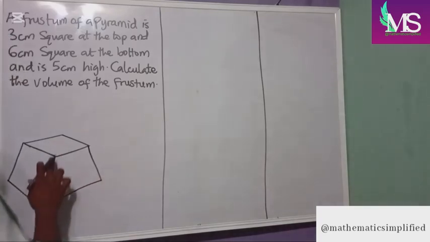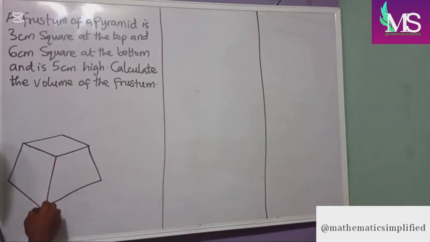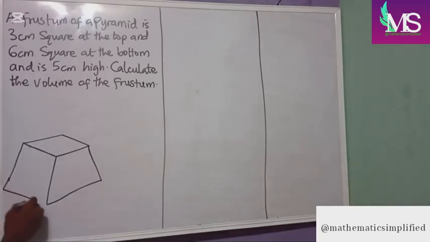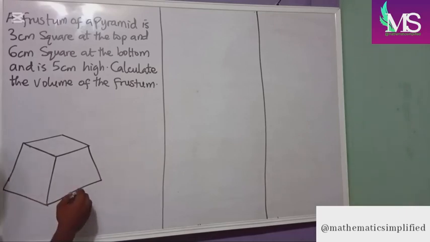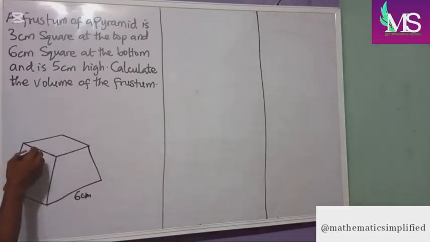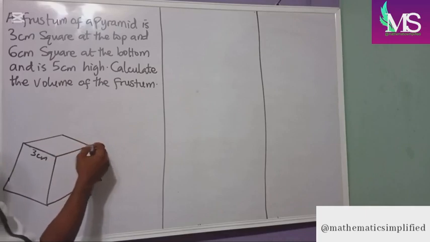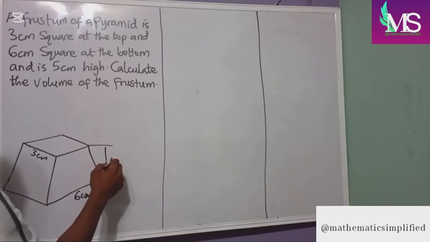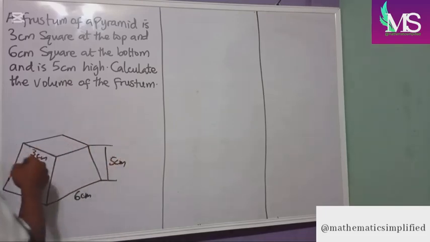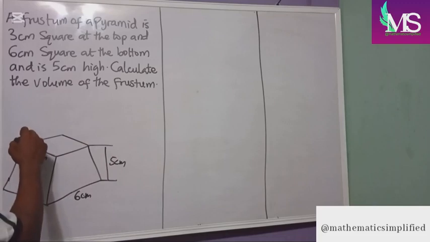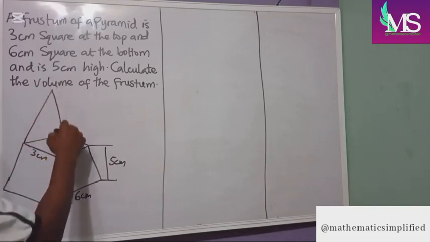Alright, it's saying that at the bottom here is 6 cm, which is the square, and this is 3 cm on top. Alright, now for us to calculate the volume, and they say the height is 5 cm. For us to calculate the volume of this frustrum, we'll make it a complete pyramid.